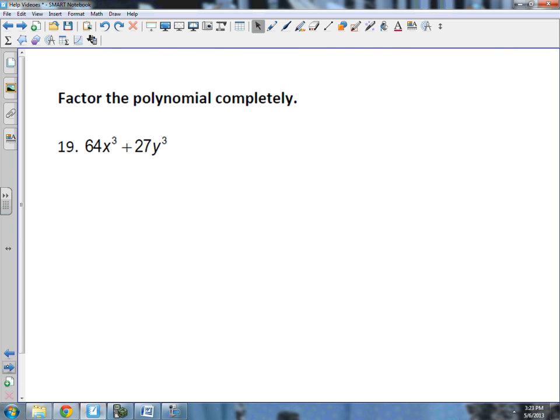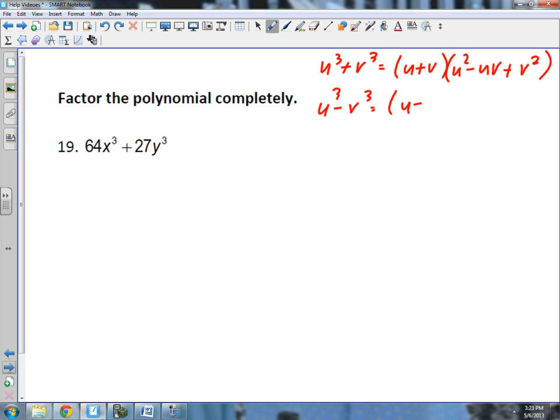Okay. Moving on, factoring completely. This problem is a sum of cubes. So just to kind of refresh your memory of difference and sum of cubes, it's just a form. It's something that you just need to remember. So u cubed plus v cubed is u plus v times u squared minus uv plus v squared. If it's u cubed minus v cubed, it's u minus v times u squared plus uv plus v squared. So this is what I end up with. Those are my two forms.